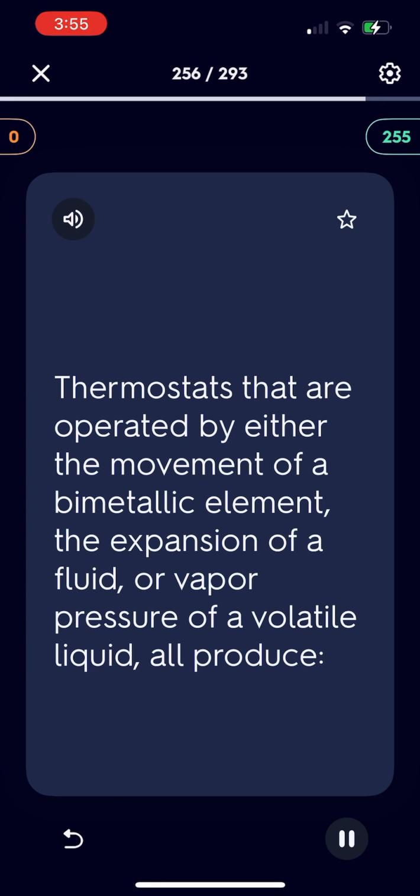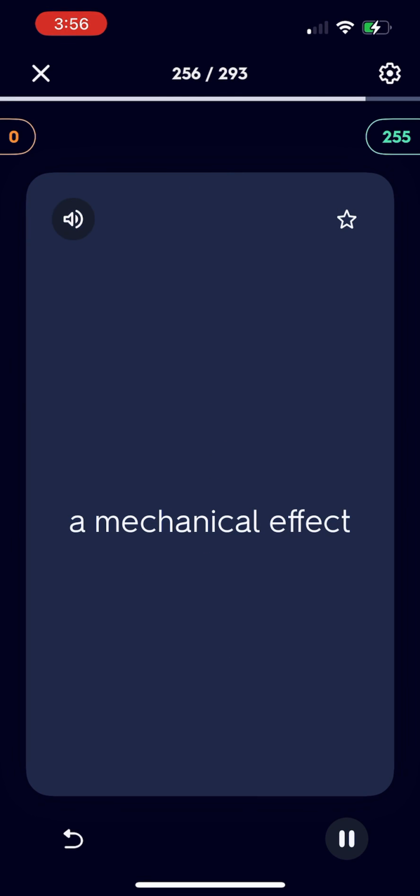Thermostats that are operated by either the movement of a bimetallic element, the expansion of a fluid, or vapor pressure of a volatile liquid, all produce a mechanical effect.